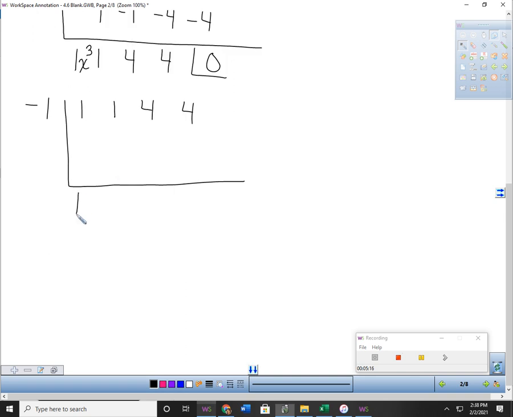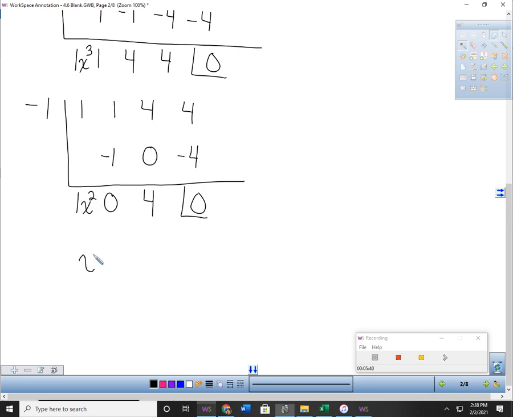So I drop the 1. 1 times negative 1 is negative 1. Plus 1 is 0. Times negative 1 is 0. Plus 4 is 4. Times negative 1 is negative 4, which gives me a remainder of 0. And if that was x to the 3rd when I divided, now I'm at x to the 2nd.